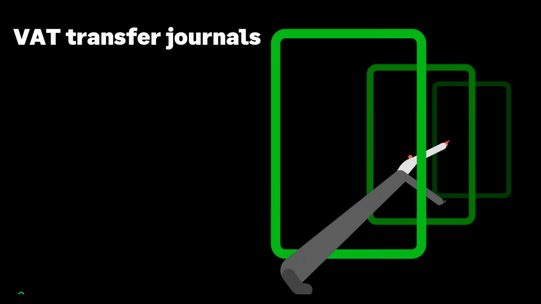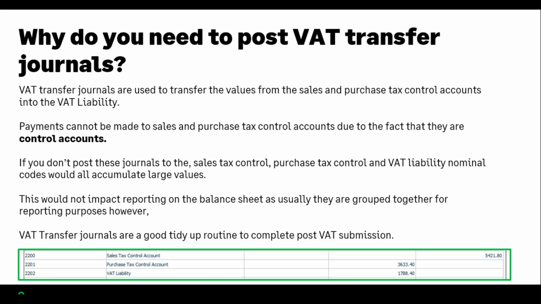So why do we need to post them? Essentially, they're used to transfer the values from your sales and purchase tax control account into your VAT liability tax codes. That's quite simply it.